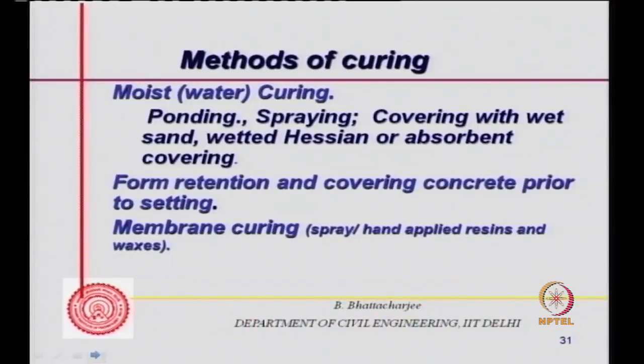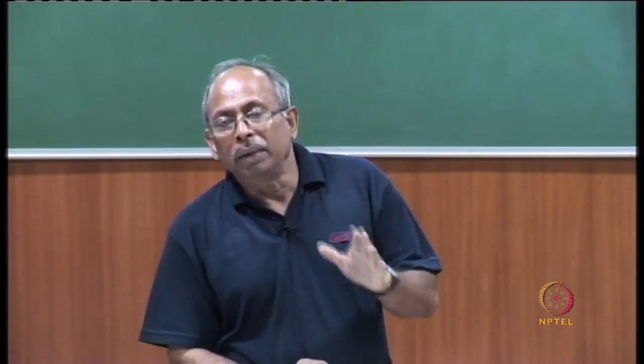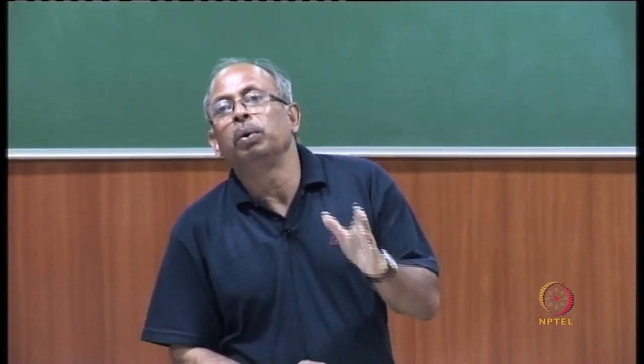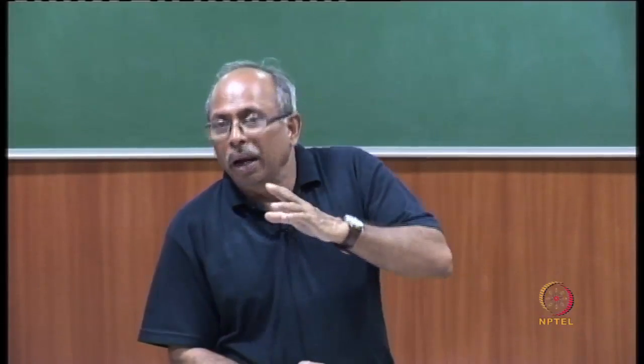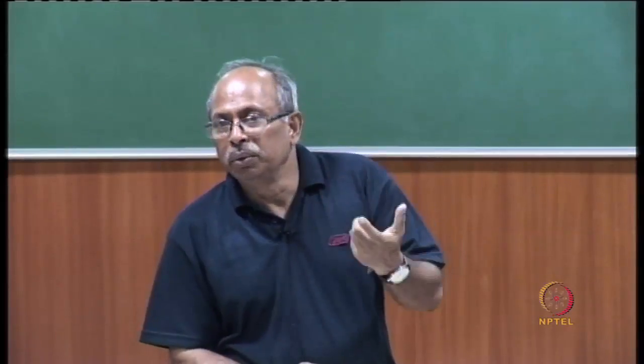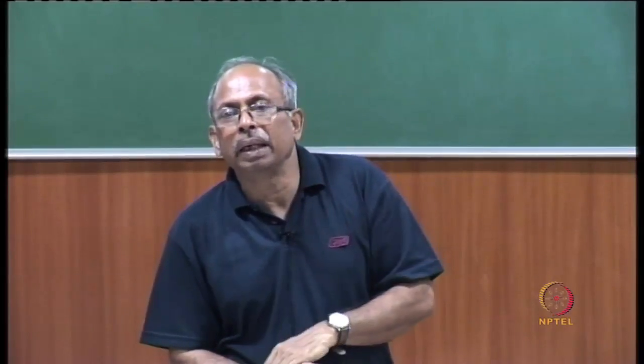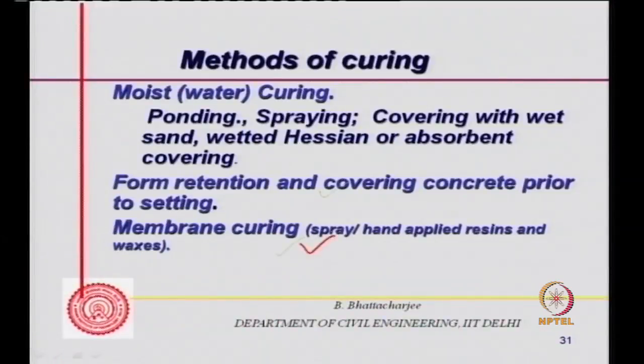Membrane curing: basically you apply resins and waxes on top of the concrete to form a membrane. It can be sprayed or hand brush applied. What it does is ensure that no water goes out. Whatever water is inside is used up, so no evaporation. So both the second and third methods ensure there is no loss of water, but they will not replenish the self-desiccation water. So these are the methods.